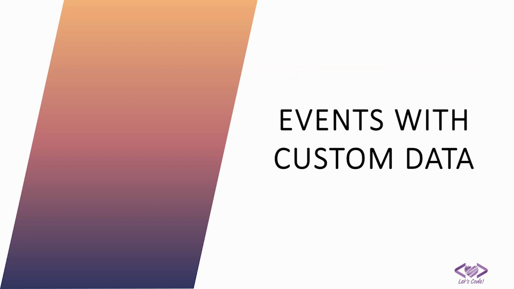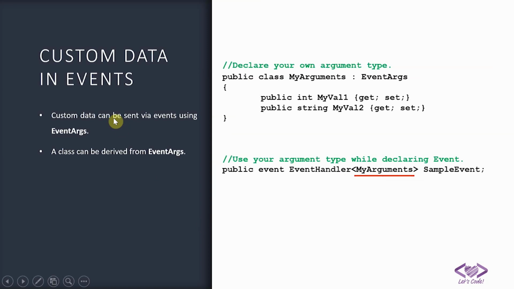Meanwhile, we want to see, if at all while raising the events you have to pass some data along with the event, then how we can do it. So now you have seen there is a class called EventArgs, which is by default there in EventHandler. So there is a way we can create our own arguments. So how we can do it? We just have to derive it from the EventArgs.